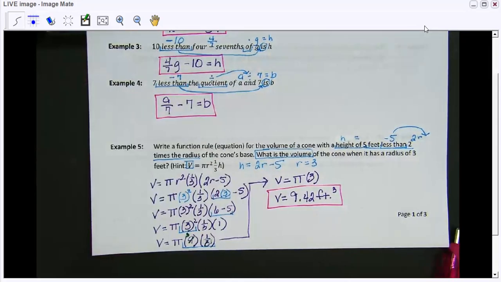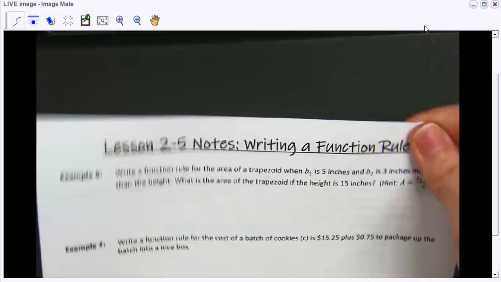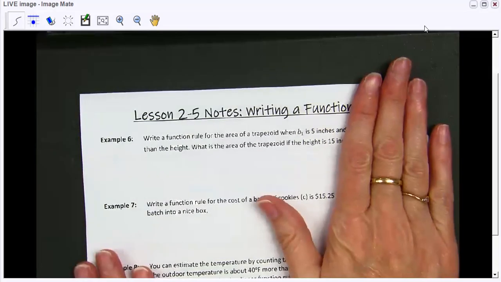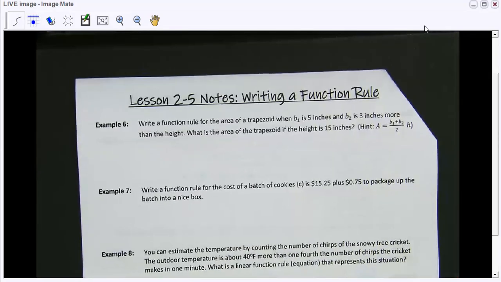All right. If you need to stop the video and go over this a little bit, make sure you understand it, please do so. Right now, we're going to move on to page 2 and example 6. And you'll notice these are all word problems because we're writing equations from word problems, or we're using formulas to solve word problems. So let's look at example 6.